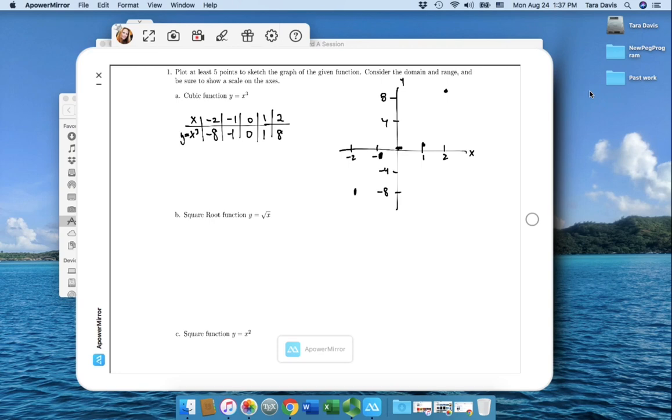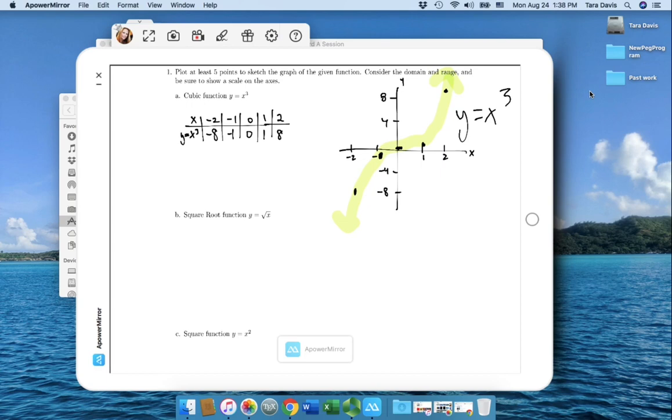Let me sketch it in the highlighter because I can't make a very accurate graph anyway. So this is kind of what y equals x cubed looks like. I want you to keep in mind the basic shape of it. And for this one, the domain and range is all real numbers, so there's no problem.